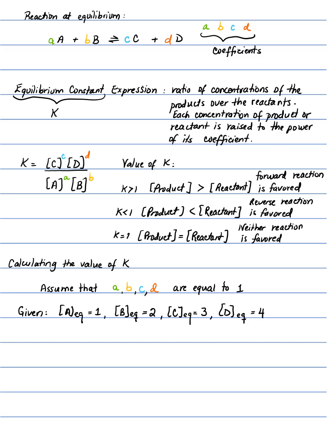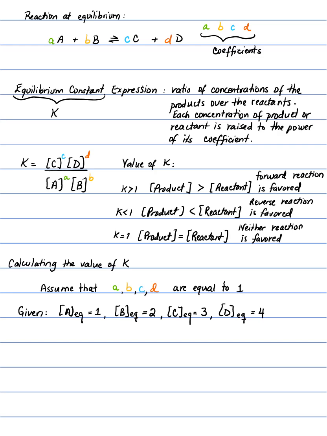If you have a large amount of reactant and a small amount of product, the reaction that is being favored is the reverse reaction, the one that is going in the direction from the products towards the reactants. When the numerical value of K is equal to 1, then neither reaction is favored. So I have an example right there to calculate the value of K.